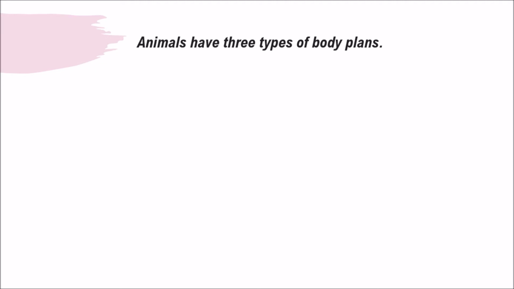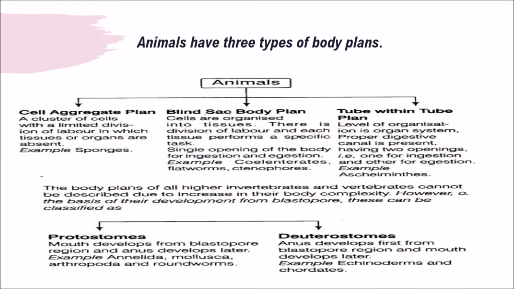Body plan. Animals have three types of body plans. So how many types of body plans do animals have? Animals have three types of body plans. We can see it with the help of the chart. Animals are classified into three based on their body plans. What are those three? Cell aggregate plan, blind sac body plan, and tube within tube plan.